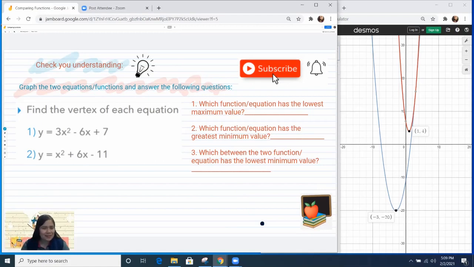Good job. So that's all for today. You just identified and compared the given functions, given an equation, graphs, and table of values. Hope you learned a lot in comparing functions, given both linear functions, both quadratic functions, or comparing linear and quadratic functions.